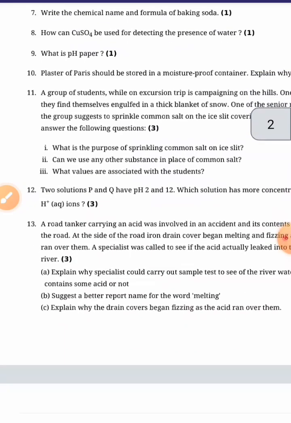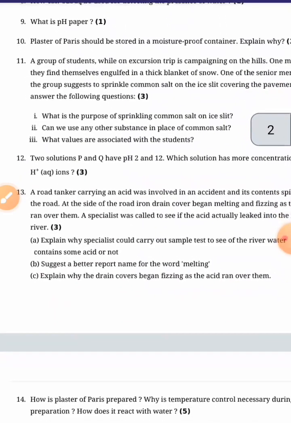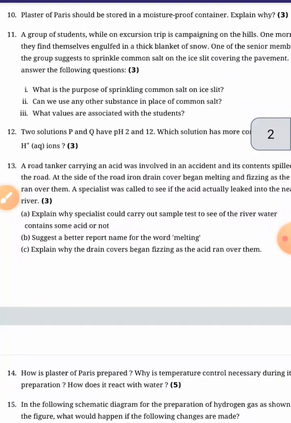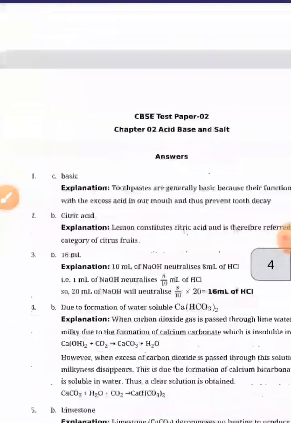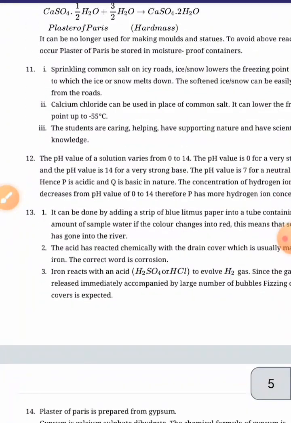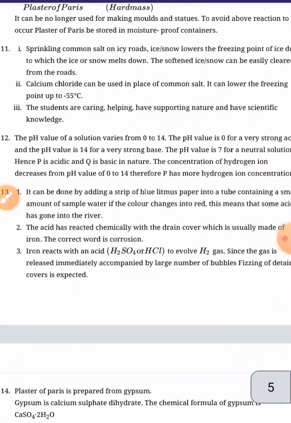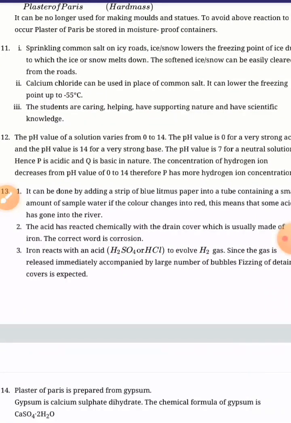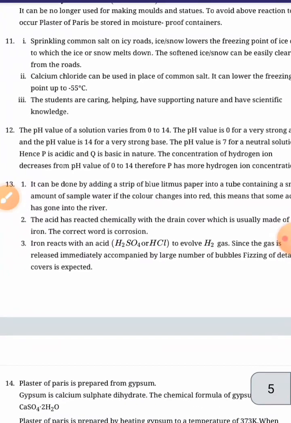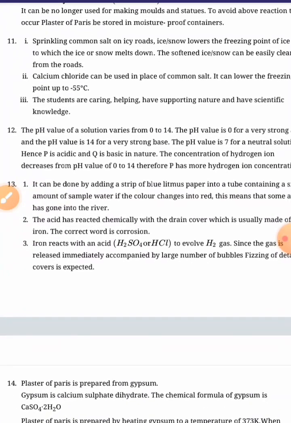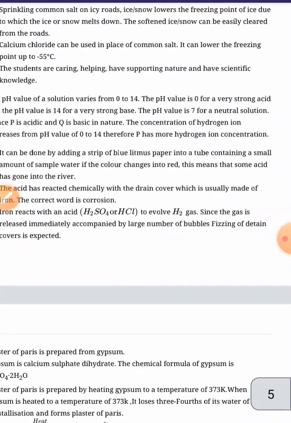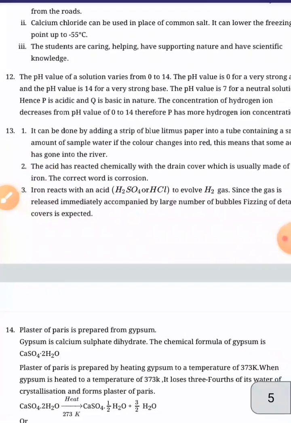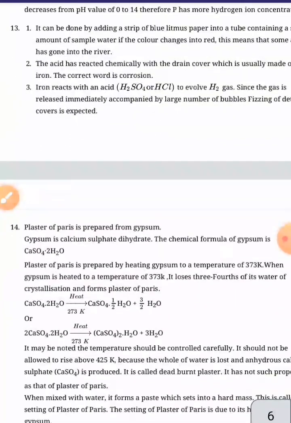Question number 13c. Explain why the drain cover began freezing as the acid ran over them. Iron reacts with acid, H2SO4 or HCl, to release H2 gas. Since the gas is released rapidly, accompanied by a large number of bubbles, fizzing of the drain cover is expected.